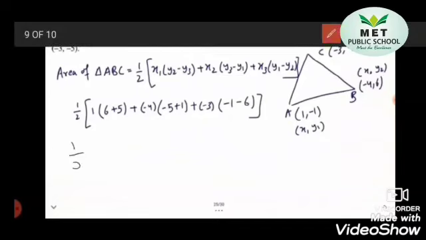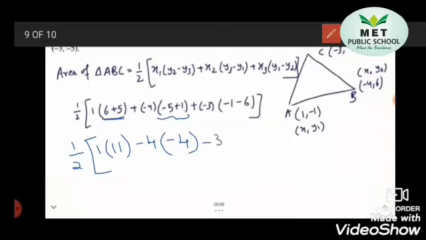So half is kept as it is outside. Let us solve whatever is inside the bracket first. 1 into (6 plus 5). 6 plus 5 is 11. Plus minus, so minus 4 as it is. Solve whatever is inside the bracket: minus 5 plus 1 is minus 4. So plus minus, that is minus 3. And again solve whatever is inside the bracket: minus 1 minus 6, which is minus 7.